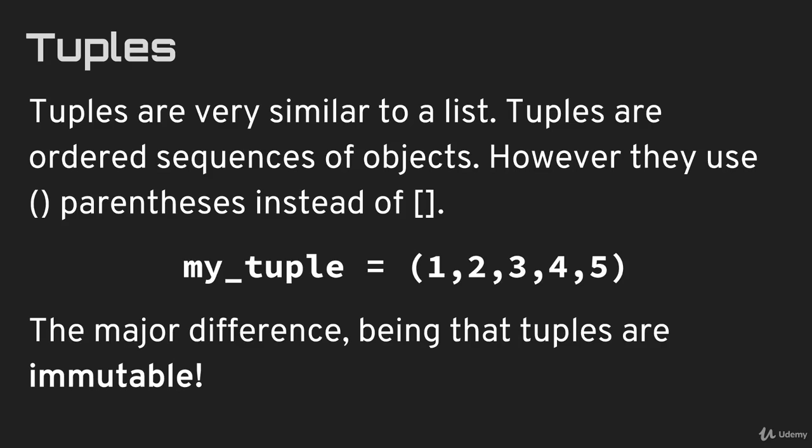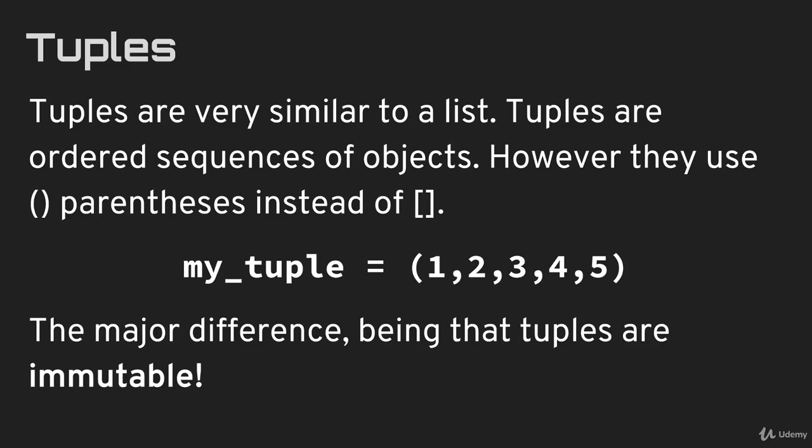One is that they use a slightly different syntax than a list. They use parentheses instead of square brackets. Here you can see an example of a tuple. We call this variable myTuple, and it's equal to, in parentheses, 1, 2, 3. So very similar to a list in syntax, except we're using parentheses instead of square brackets.